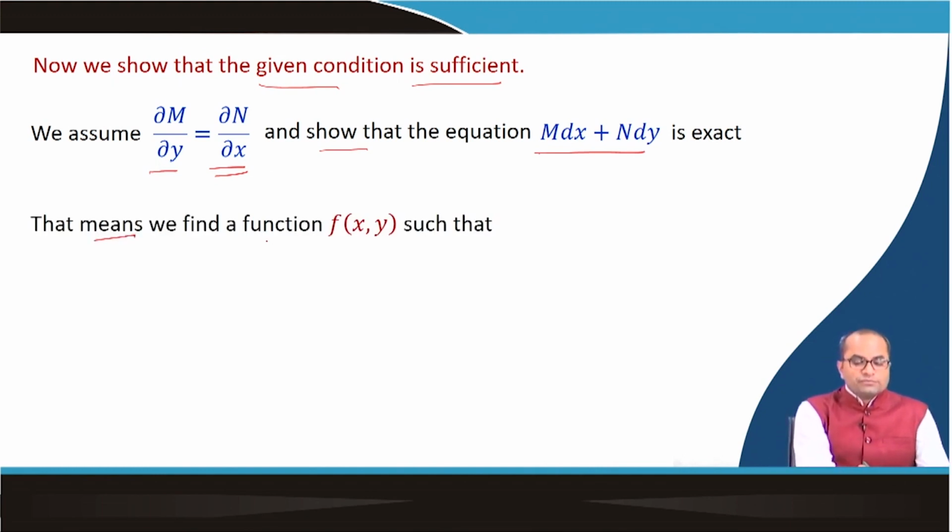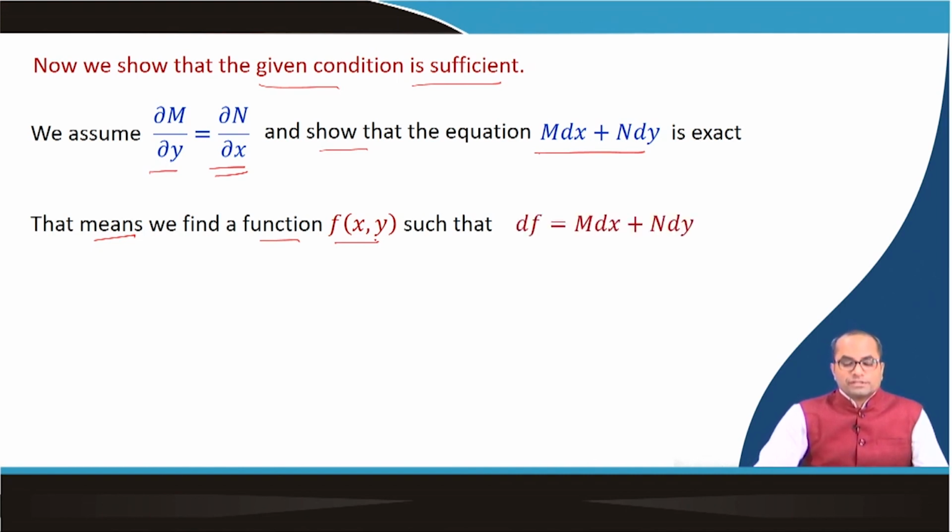That means we need to find a function f(x, y), a function of two variables, such that the exact differential of this function f is equal to M dx plus N dy. So we need to find out whether such a function exists or not, whose differential is equal to M dx plus N dy.